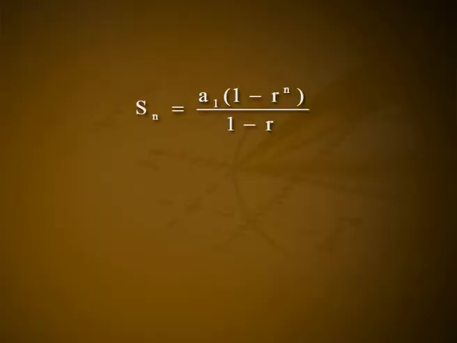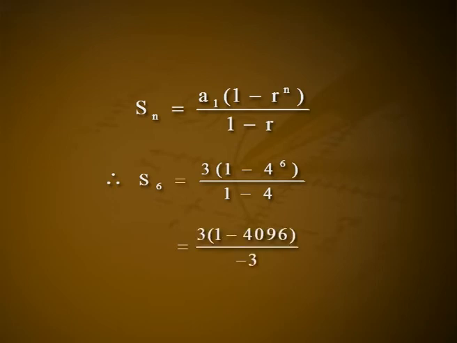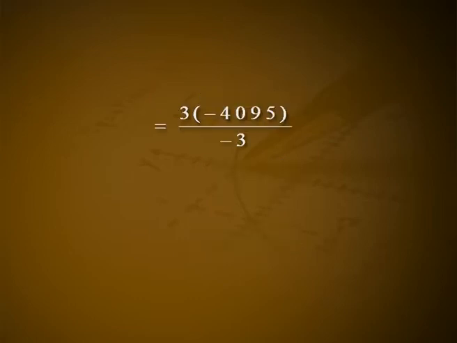Substituting these values into the equation, Sn is equal to a1 into (1 minus r raised to n) by (1 minus r). Therefore, S6 is equal to 3 into (1 minus 4 raised to 6) divided by (1 minus 4), is equal to 3 into (1 minus 4096) by minus 3, is equal to 3 into minus 4095 by minus 3, is equal to 3 into 1365, is equal to 4095.